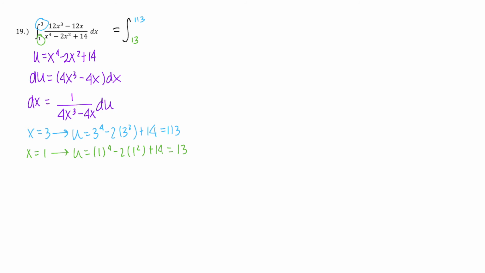All right. And I'm going to leave the numerator alone for a moment. The denominator is now u. And then we have 1 over 4x cubed minus 4x du. Now notice how these won't cancel directly. However, they're very close to being able to cancel directly, and if I pull a 3 out of the top, they will cancel directly. So that's what I'm going to do.